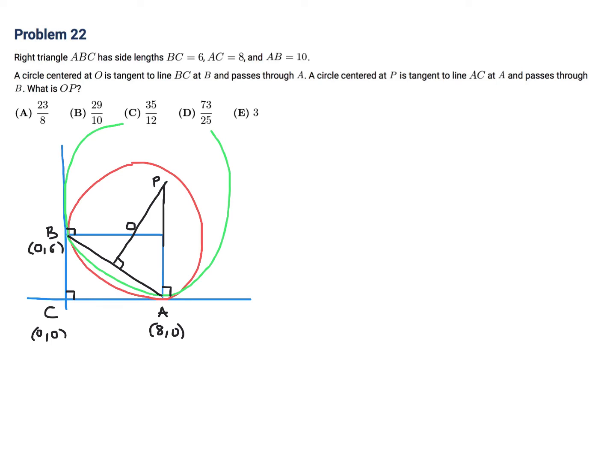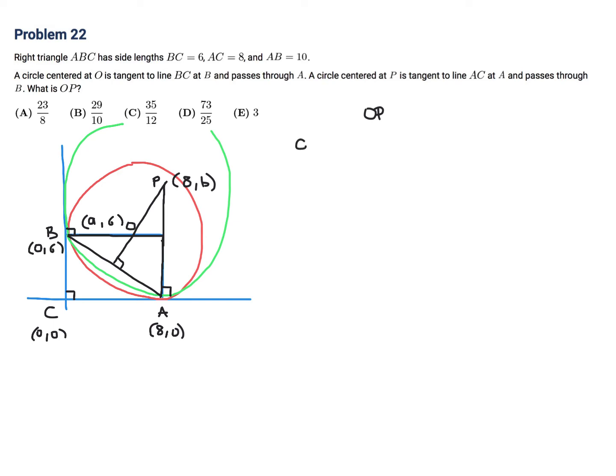Now, the coordinates of O, because it's on this line here, the y coordinate is 6, but for the x coordinate I don't know, so I'll call it a. So the coordinates of O are (a, 6). For the coordinates of P, the x coordinate is 8 because it's on that line that goes all the way down to A, but the y coordinate I don't know, so I'll call it b. Okay, so what is our goal here? To figure out OP. It looks like we're going to have to use the distance formula.